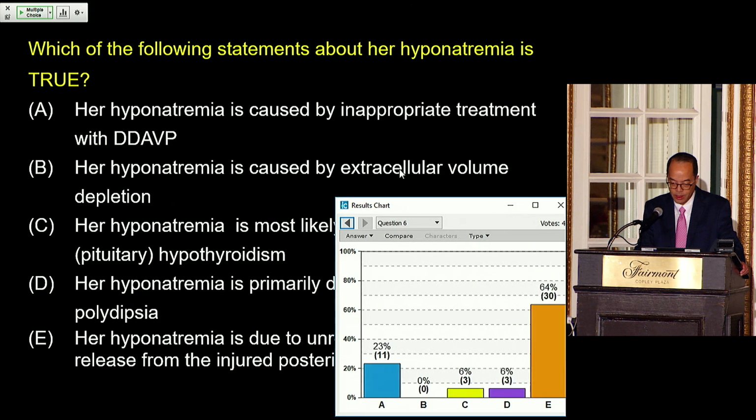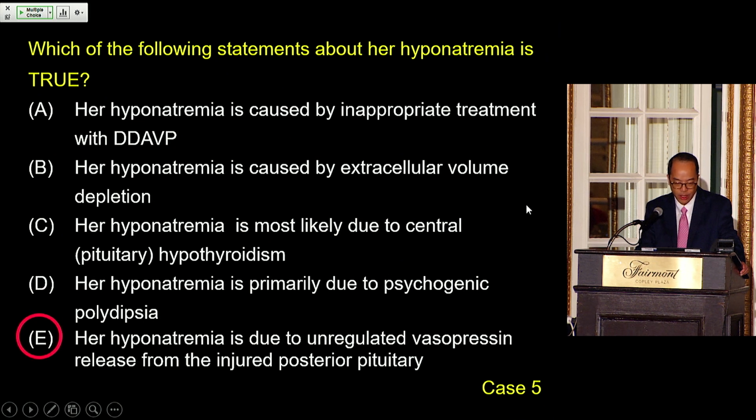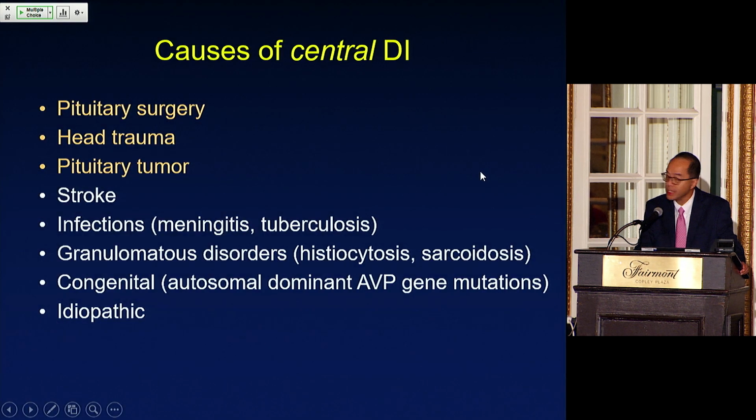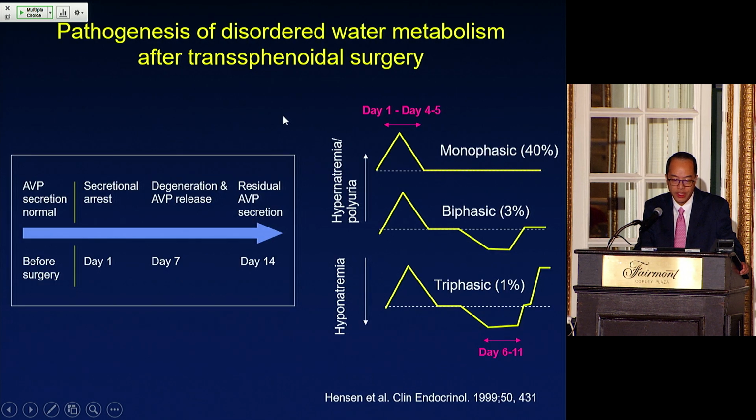Okay. Good. So most of you chose E. Some of you chose A. So firstly, these are the causes of central DI. And obviously pituitary surgery is right on top. When a patient gets transsphenoidal pituitary surgery, there are well-known series of stereotyped responses in terms of sodium and vasopressin metabolism. And so there are 3 potential phases, and patients can have just 1, 2, or all 3 phases of these. And those phases are shown here.